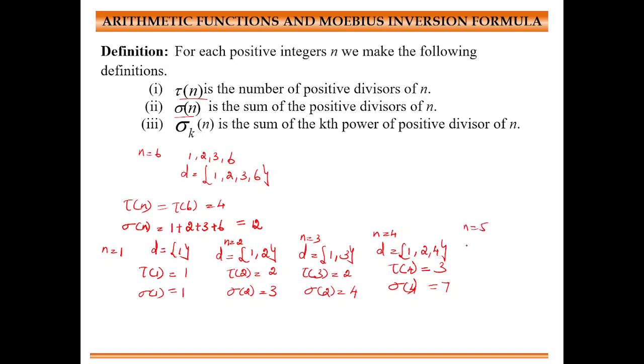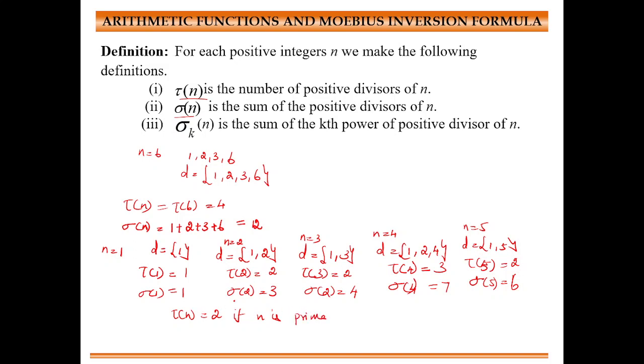Suppose n is equal to 5. D is 1 and 5. Then tau of 5 is the number of positive divisors, which is 2. Sigma of 5, the sum of the positive divisors 1 and 5, so 1 plus 5, is 6. So it is clear that tau of n is equal to 2 if n is prime.